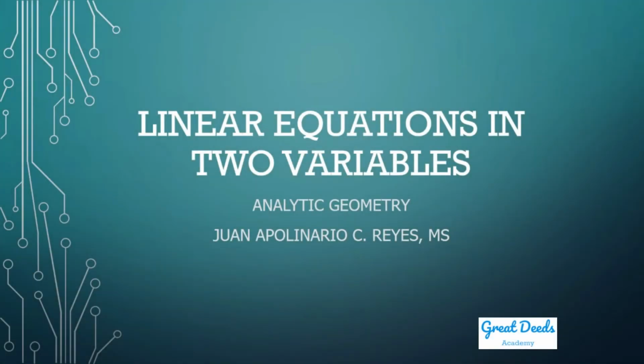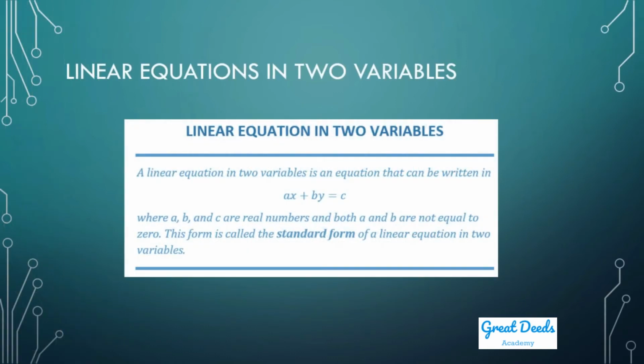Linear equations in two variables. A linear equation in two variables is an equation that can be written in this form: A times x plus b times y is equal to c, where a, b, and c are real numbers. We also call them scalars. And both a and b are not equal to 0. This is the standard form of a linear equation in two variables.